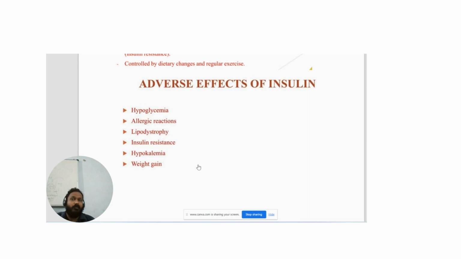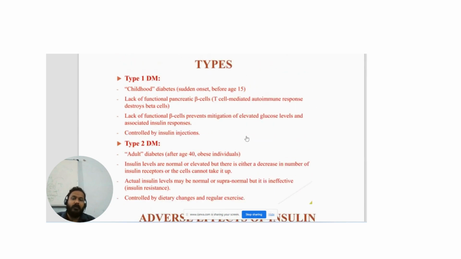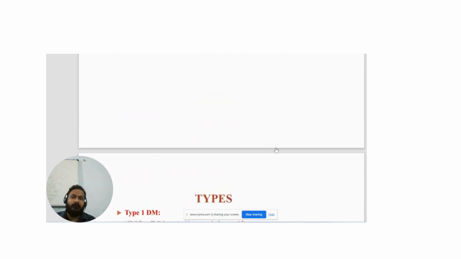And glucosuria is also very common, and thirst and hunger are increased. And polyuria, it means frequent urination. So these are the common clinical manifestations of diabetic patients. So now we have completed insulin hormone. Thanks for watching.